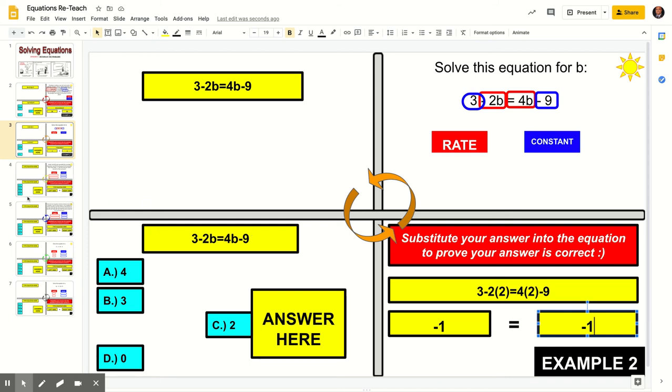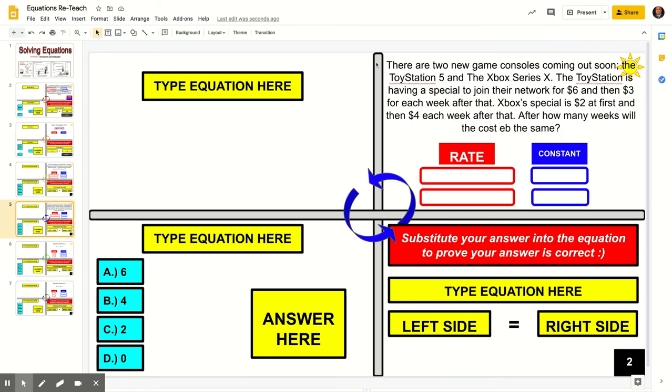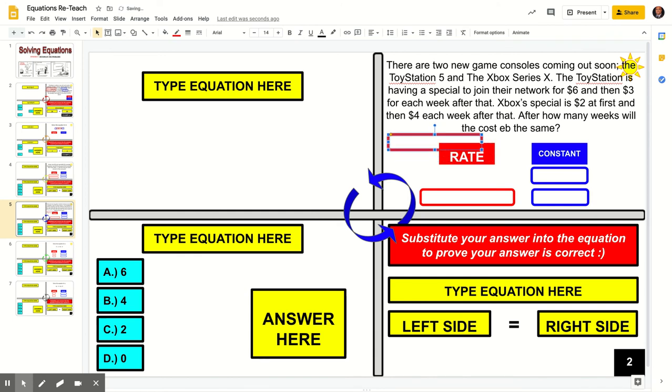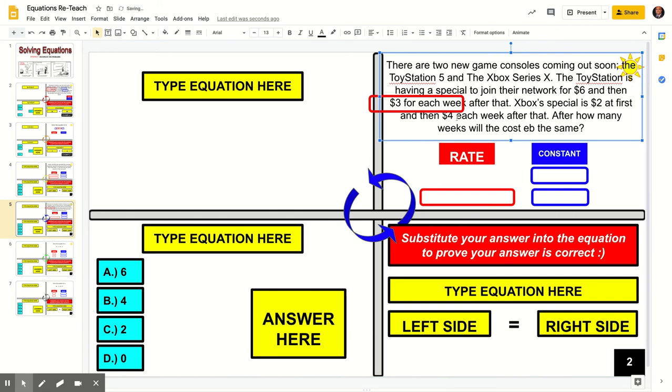Now, as a fun freebie, just to help set you up, I'm going to jump to slide 5. This is about 2 new game consoles coming out, the Toy Station 5 and the Xbox Series X. You have a rate to identify and a constant. The rate for the Toy Station is going to be $3 for each week. And the way I instantly know that is the word each, right before it, $3 each. Scoot it over. And then the rate for the Xbox Series X was $4 each week.